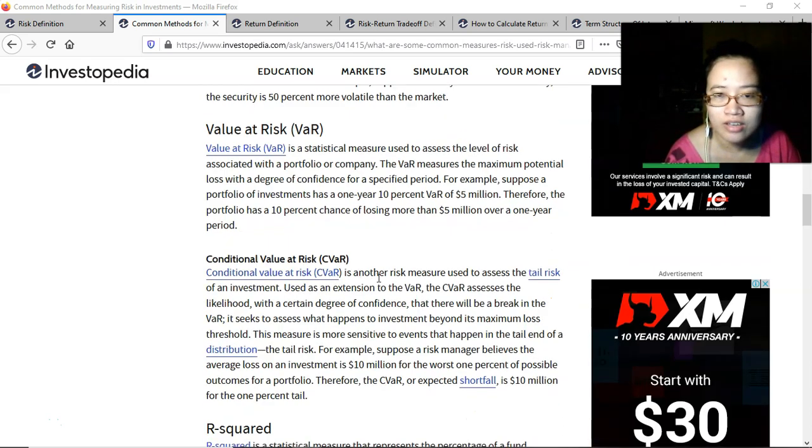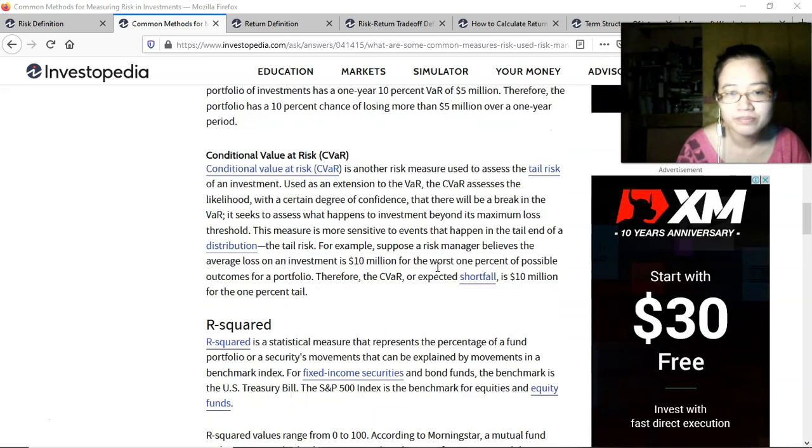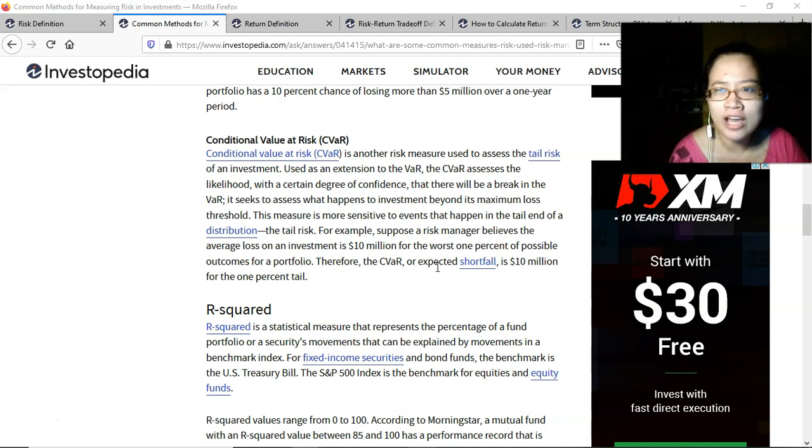Conditional value at risk, CVAR, is another risk measure used to assess the tail risk of an investment. Used as an extension of the VAR, the CVAR assesses the likelihood, with a certain degree of confidence again, that there will be a break in the VAR. It seeks to assess what happens to an investment beyond its maximum loss threshold. This measure is more sensitive to events that happen in the tail end of a distribution, the tail risk. For example, suppose a risk manager believes the average loss of an investment is $10 million for the worst 1% of possible outcomes for a portfolio. Therefore, the CVAR, or expected shortfall, is $10 million for the 1% tail. Alright? Kind of difficult to imagine, but we'll see if we can find a better example.